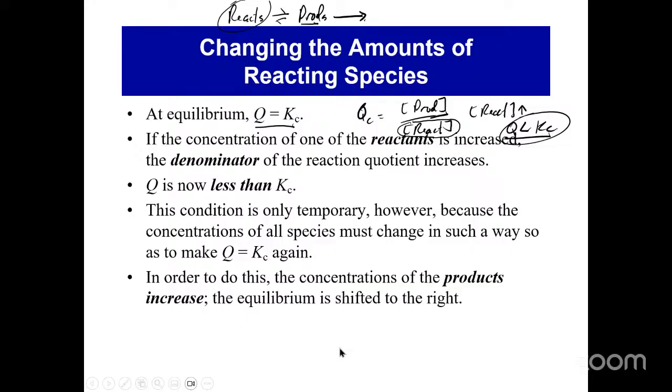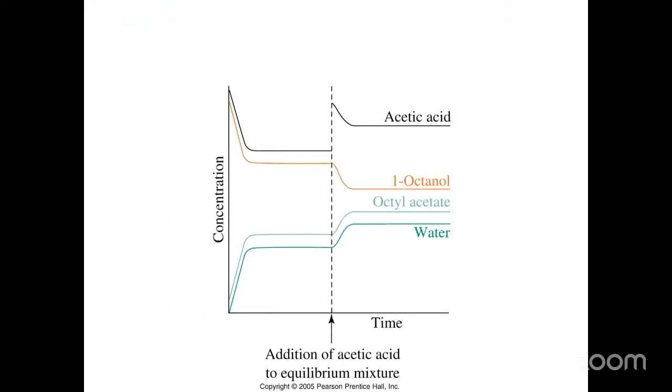Now, let me just give a real example of this particular type of observation. What we're looking at here is a graph representing the changes in concentration with time for this reaction I'm about to write. CH3, CH2, 6, CH2, OH. So this is known as 1-octanol. And then this is going to react with acetic acid, which is CH3, CO2H. So this is acetic acid.